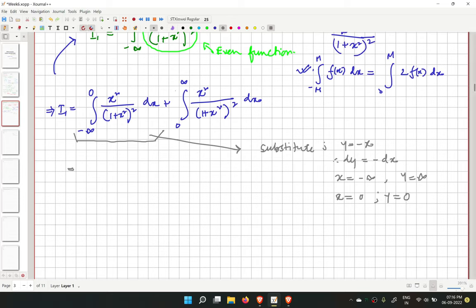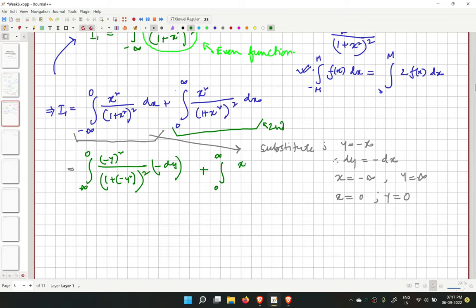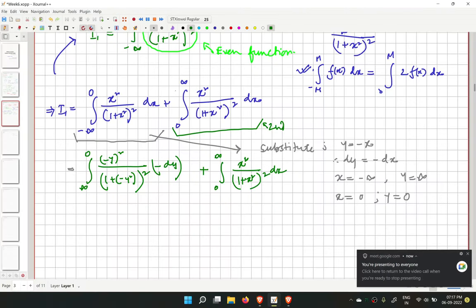So now we can write them as infinity to 0, then minus y square over (1 plus minus y square) whole square, then minus dy, plus the second term, which is 0 to infinity x square over (1 plus x square) whole square dx. So here this will be minus infinity to 0 y square over (1 plus y square) whole square dy, plus x square over (1 plus x square) whole square dx.